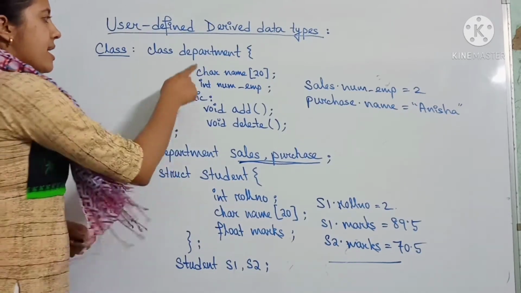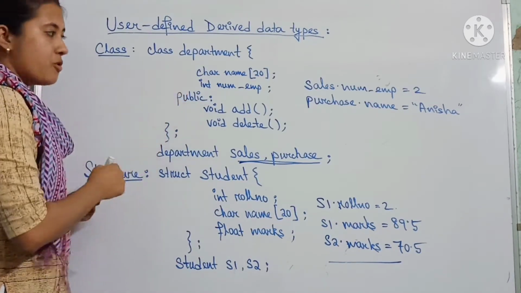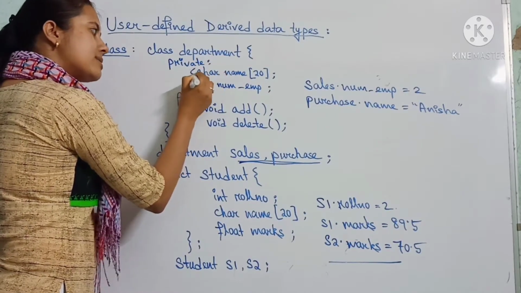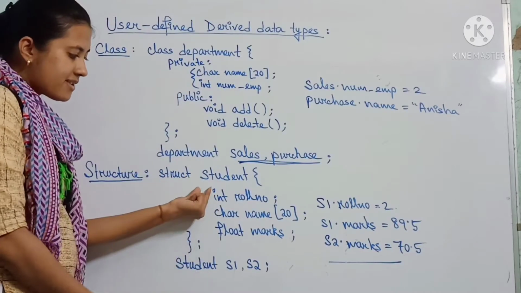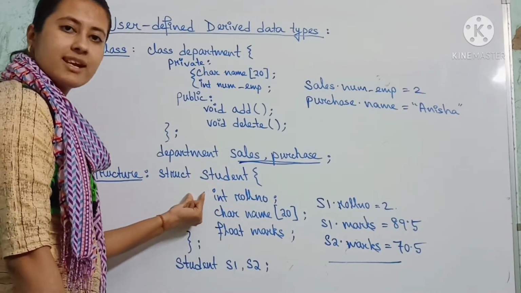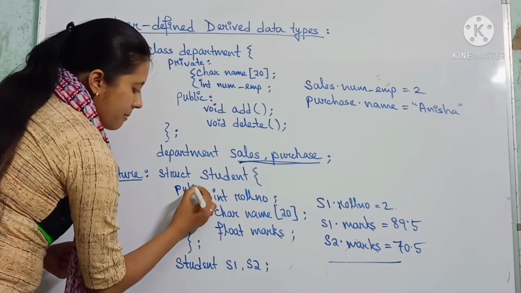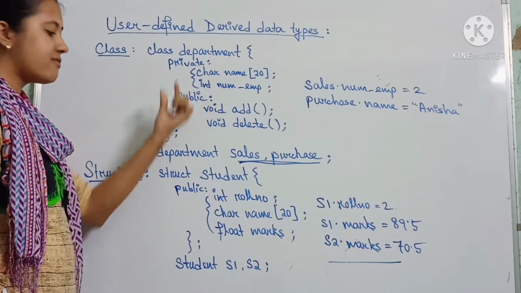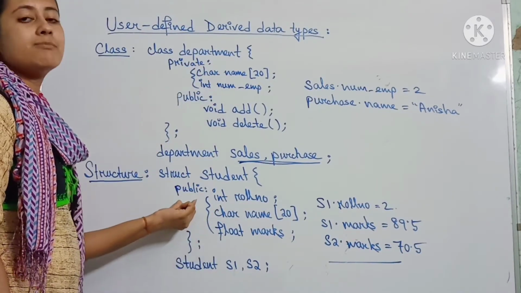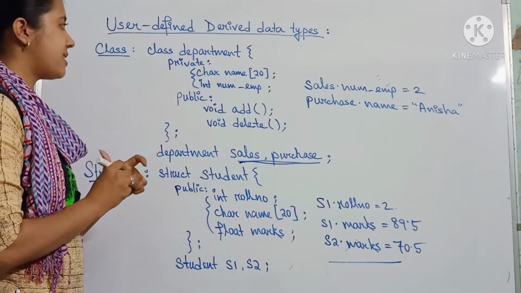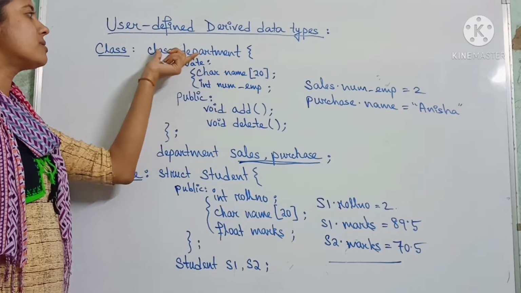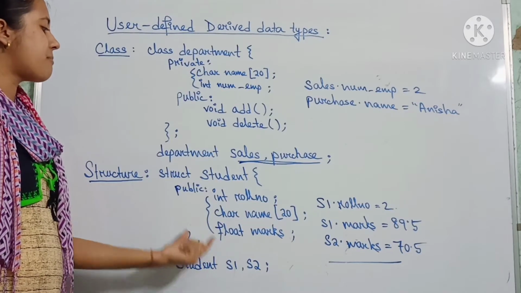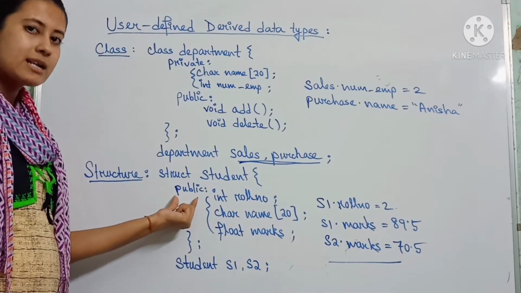This you remember. Here I have not put any visibility mode, which means these members are private. In the structure I have assigned nothing, visibility mode I have not given anything, which means these are public. Clear? In a class, if I don't assign anything then it means private. In a structure, if I don't assign anything then it means public. So this is the second difference: by default the data members and member functions of a class are private, and by default the data members and member functions of a structure are public.